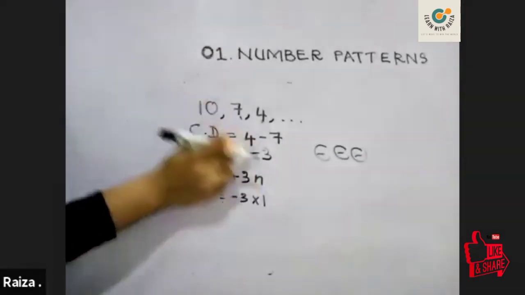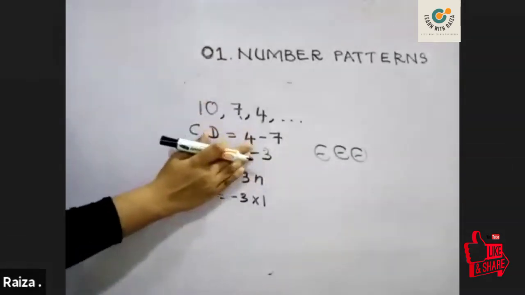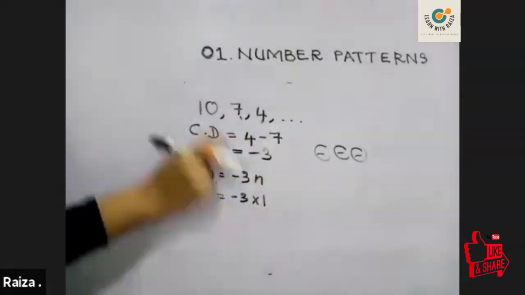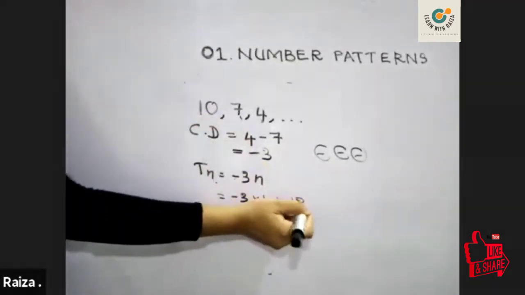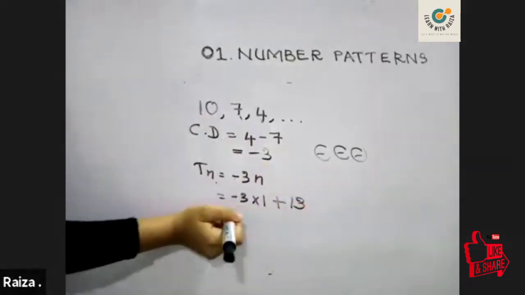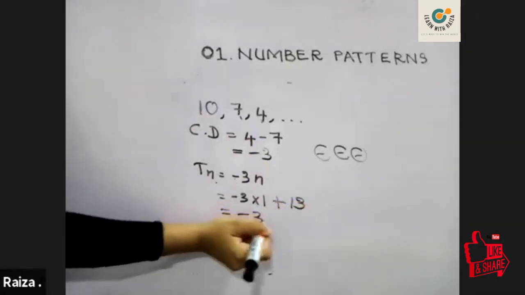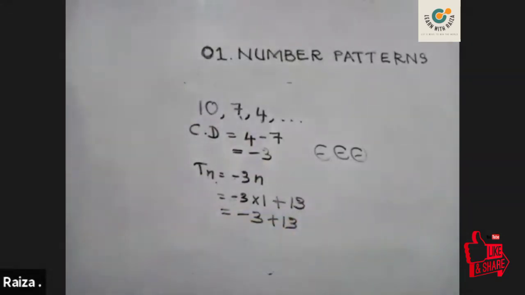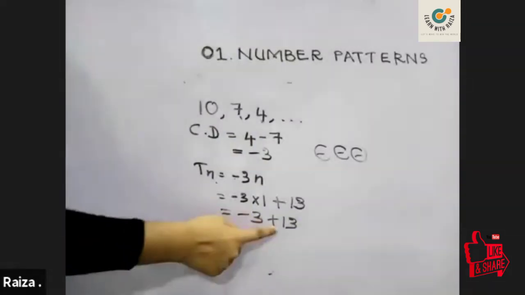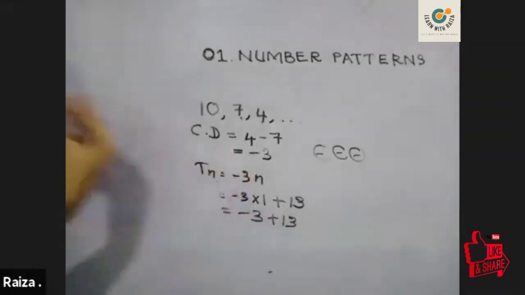Take the first term and the common difference without thinking about the symbol. 10 plus 3 is 13. So you add 13 for this. If you add 13, you are getting the answer minus 3 plus 13. Most of the students don't know how to solve this part. This is directed numbers that you have to learn in grade 8.